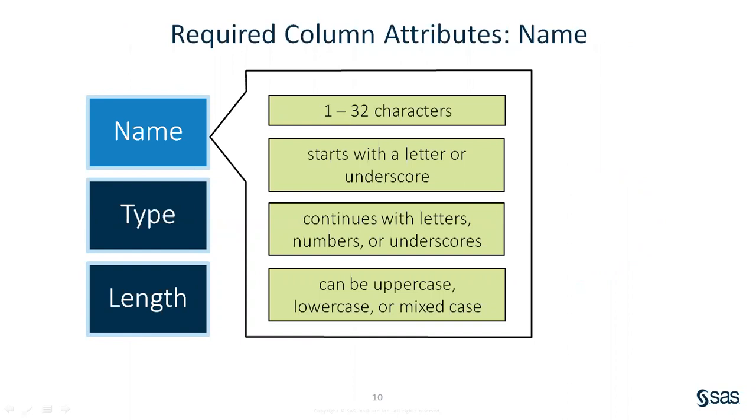When it comes to column names for SAS columns, they should be between 1 and 32 characters long. The names of the column should not exceed 32 characters. It should always start with a letter or an underscore, and continue with letters, numbers, or underscores. That means if you begin with a letter or underscore, subsequent characters could be letters, numbers, or underscores.